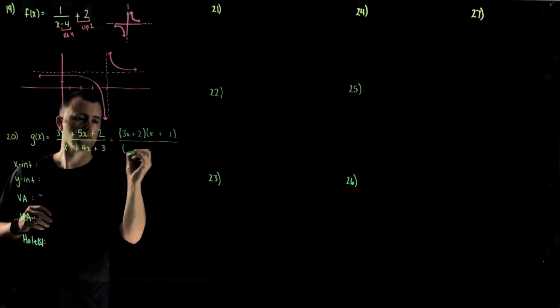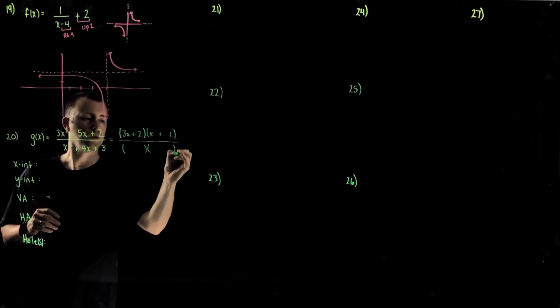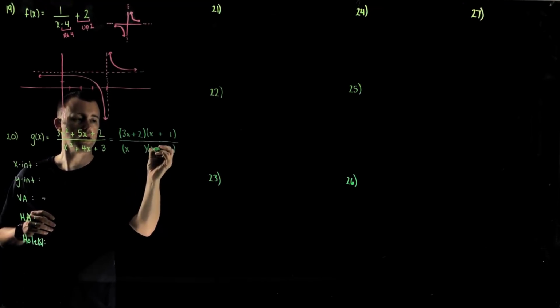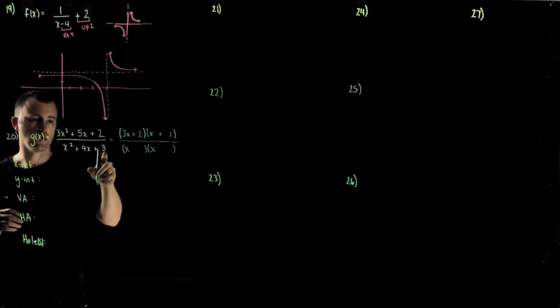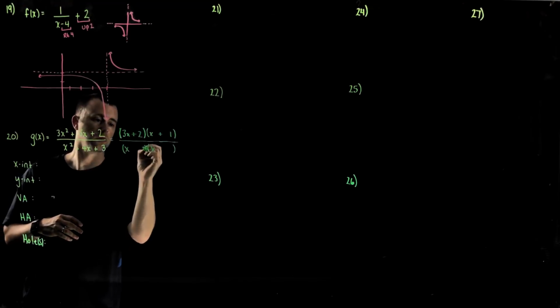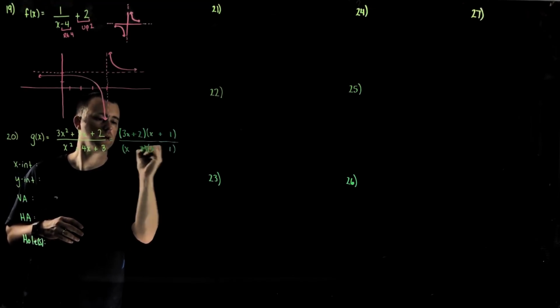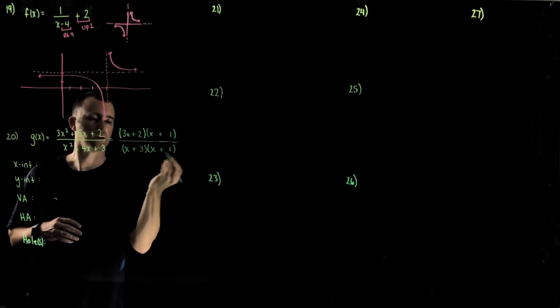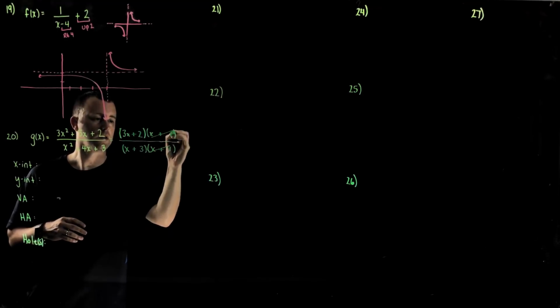On the bottom, we have x and x, that gives me x squared, and I want 3 plus 1 to give me 4. Again, the signs are all positive. So I'm going to go 3 and 1, plus plus. Now one thing you will notice, these cancel.